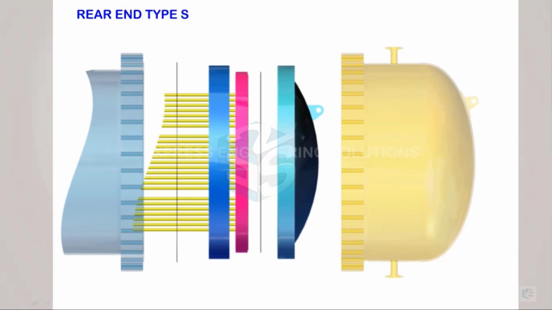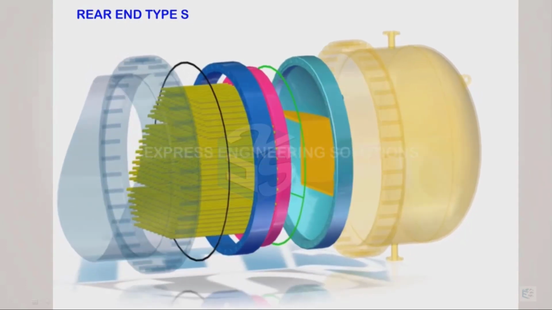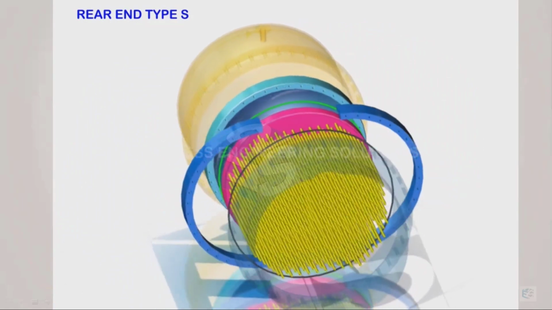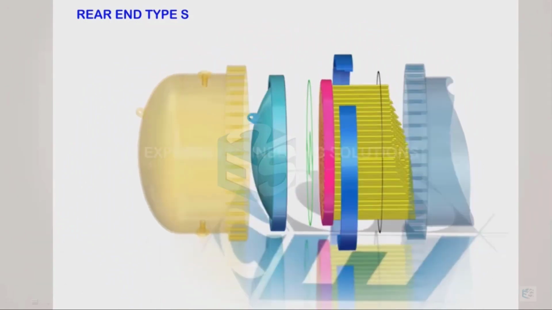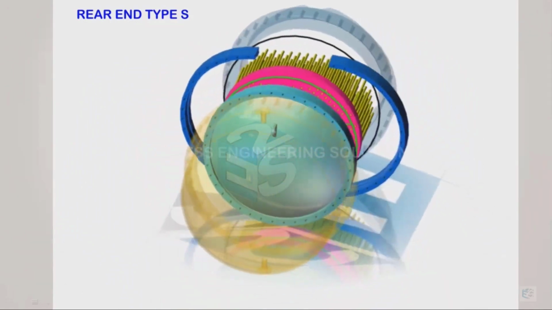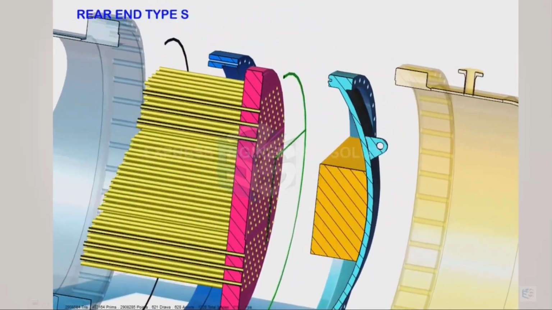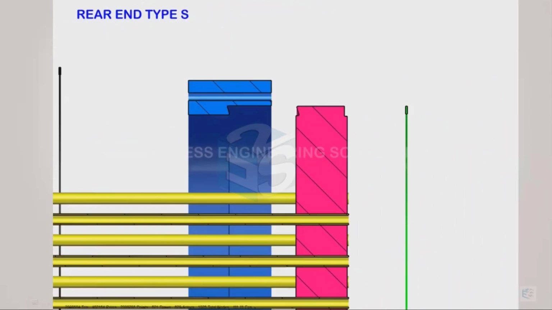How does this split ring differ? Let's have a look. It is going to be split in two halves like this. Why is it split? Because it has an ID which is less than the tube sheet OD. So let's have a look at the construction. This ID is lesser than this tube sheet OD. So that's the reason why it cannot slide from this side or this side and get on the other side.